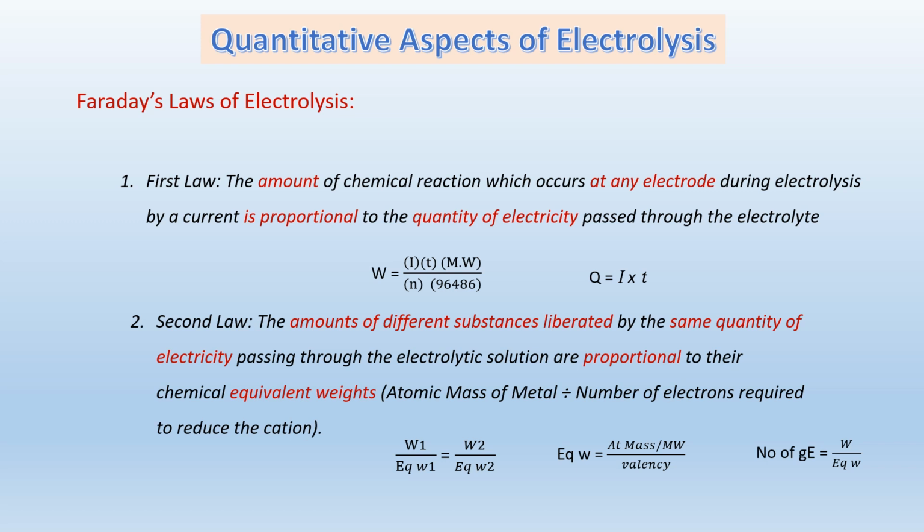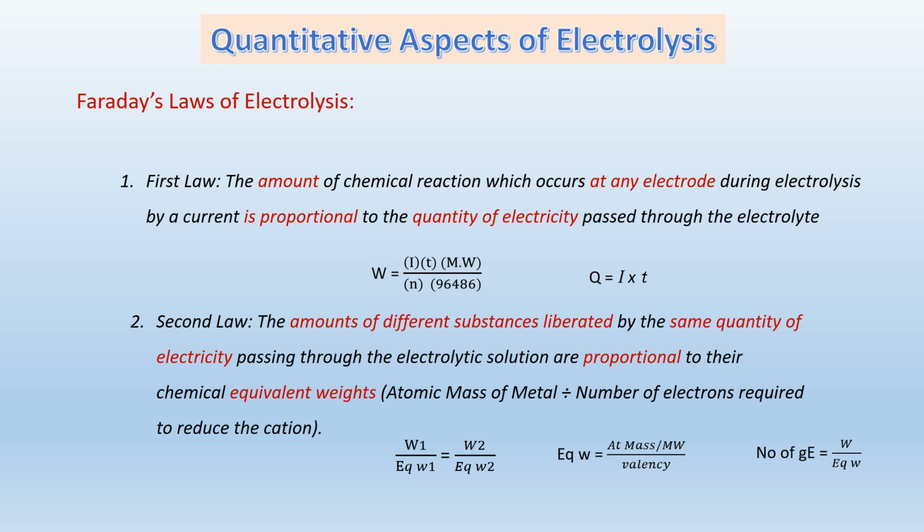Faraday's second law. Before going to this law, let us see some terminologies like equivalent weight, gram equivalent, and number of gram equivalents. What is equivalent weight? Equivalent weight is atomic mass or molecular weight divided by the valency of the ion. If you take the example of copper, the atomic mass of copper is 63.5 and the valency of the ion is 2, because copper is 2+. Substitute the values, and you will get 31.75 gram for the equivalent weight of copper.